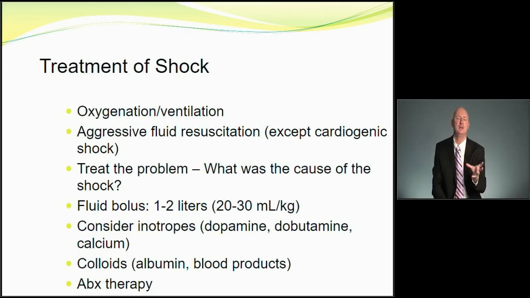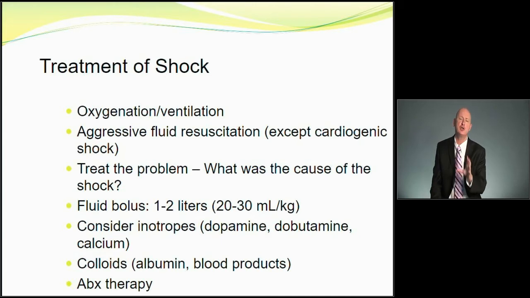So now you look at treating the problem. Why did the patient become shocky in the first place? Is it an allergic reaction? Let's treat that. Is it sepsis? Let's fix that. So we're going to start doing fluid boluses. Now, fluid boluses are about 20 to 30 mL per kilogram. We do about 20 mL per kilogram in our pediatric patients. We shoot for about 30 mL per kilogram in our adults. So you're looking at a good 1 to 2 liters minimum in an adult patient that is shocking.